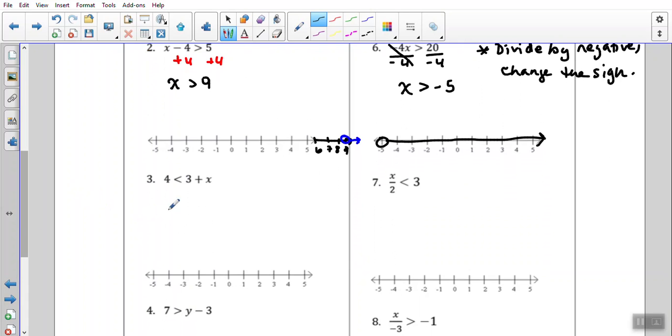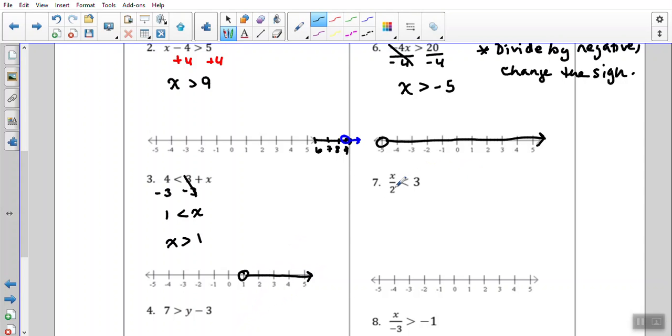Okay, finally these 2 examples. We're going to subtract 3, 4 minus 3 is 1, is less than x. I'm not really satisfied with the way this is written, so I'm going to write the x on the left side, and then if I do that I have to change the sign, and then x is greater than 1. So we're going to go to 1, circle, greater is to the right.